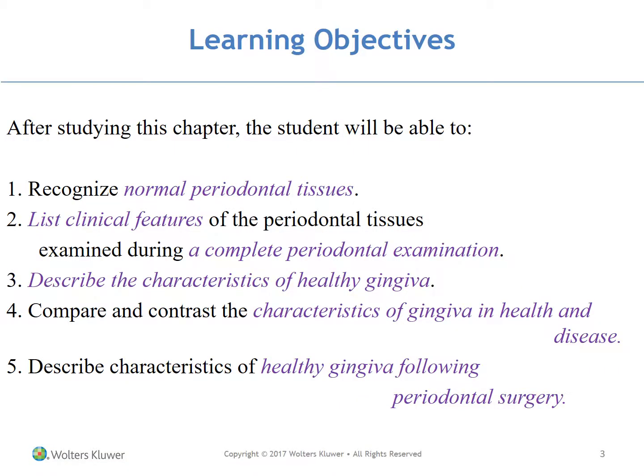All right, our learning objectives are listed here. After studying this chapter, you should be able to recognize normal periodontal tissues, list clinical features of the periodontal tissues examined during a complete periodontal examination, describe the characteristics of healthy gingiva, compare and contrast the characteristics of gingiva in health and in disease, and describe the characteristics of healthy gingiva following periodontal surgery.